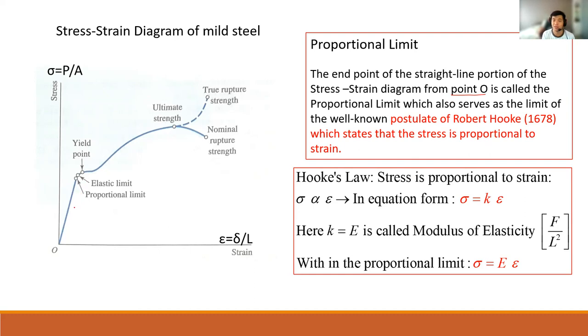So how can we define this in an easy manner? We can say that the proportional limit is just the behavior of the stress and strain of the material. If you have a high stress, it will give a high strain also. That's why it's proportional, right? Proportional limit. It's directly proportional. Next, we have the elastic limit.